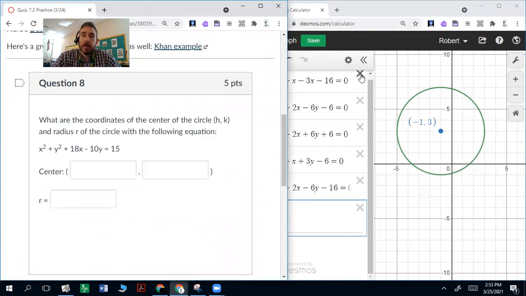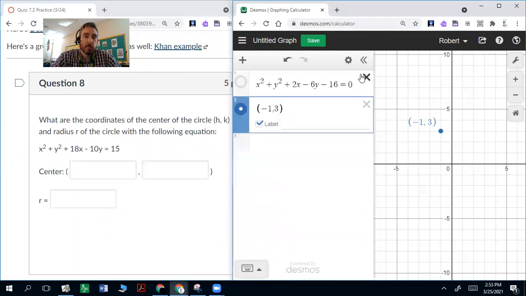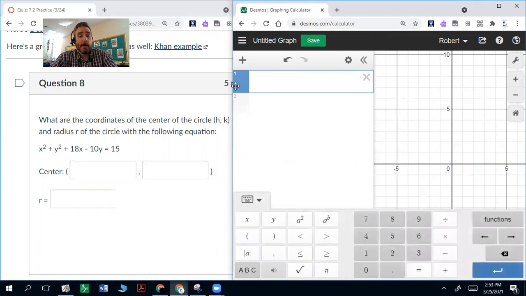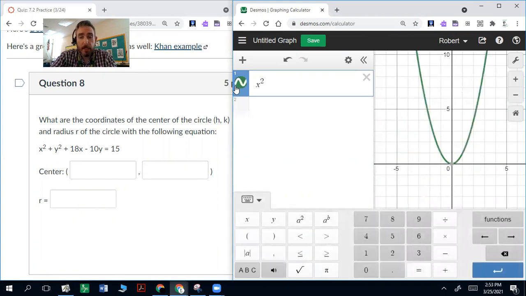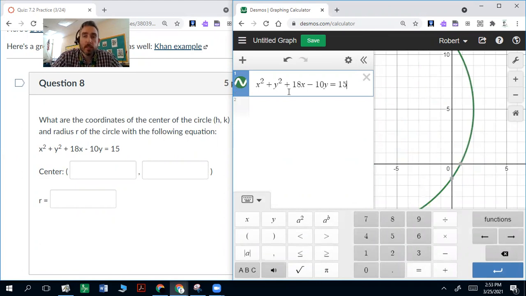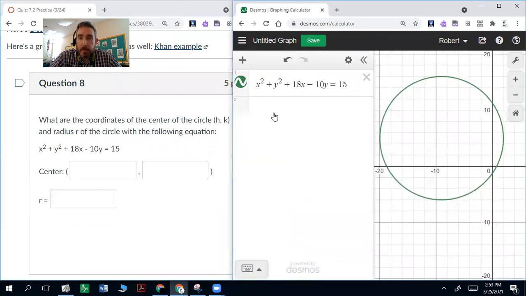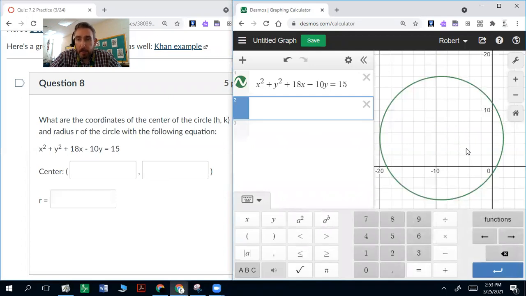Ooh, good thing we don't have 5 different circles anymore. Get rid of all those. Okay, so I'm going to graph it again: x squared plus y squared plus 18x minus 10y equals 15. So ooh, that's a big circle. So see if we can identify the center, and we can kind of eyeball it here, but let's think about maybe just estimating it.